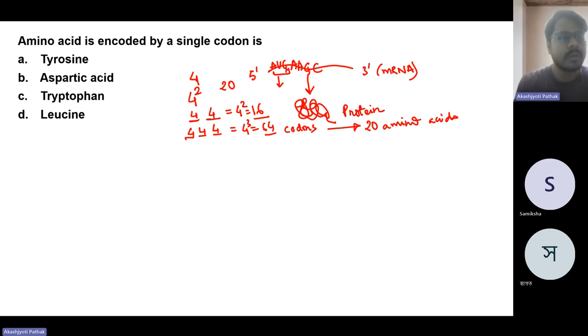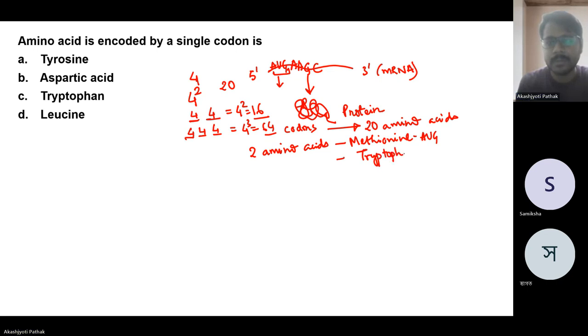Okay, so there are 64 codons, and if you look at this codon table, you will find that there are two amino acids which are coded by a single codon. One is methionine. Methionine is only coded by AUG, and the second one is tryptophan. So these are the only two amino acids which are coded by a single codon.